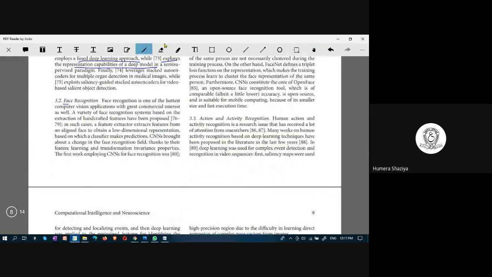Next application of deep learning is face recognition. I think you know that we can tag a person in Facebook. When you tag a person in Facebook, then Facebook will identify that person later. It's all about identifying a person's face. That is face recognition.